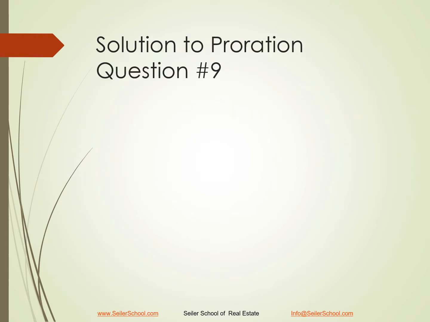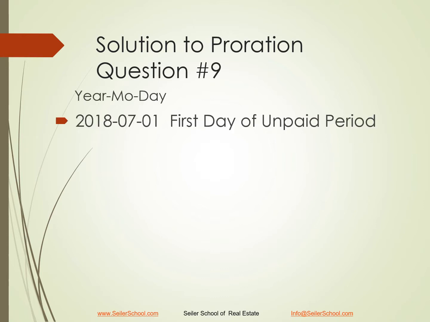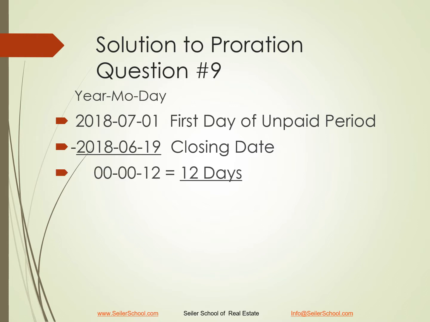Solution to proration question number 9. The first day of the unpaid period, since the rents were paid for June, would be July the 1st of 2018. So our year is 2018, our month is -07, and the day is -01. The closing date is June 19th, which is 2018-06-19. We do our subtraction, and notice again we're going to have to borrow.